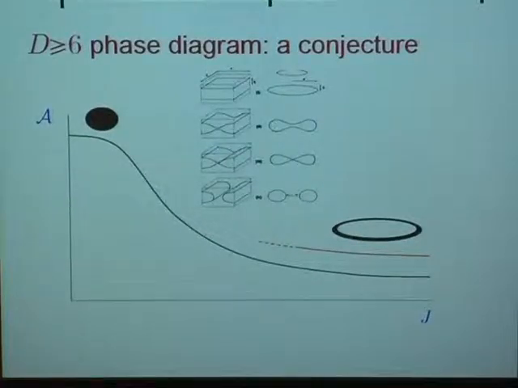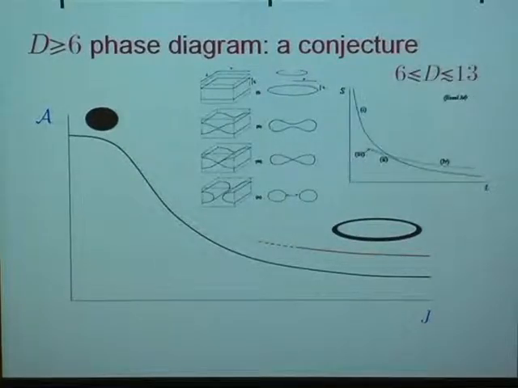There's a well-defined limit where this thing becomes like this. And also, in this analogy, the black ring is similar to a localized black string, in a sense, in this context. Now, for the black membrane, we also know of the existence of these other phases, so it's natural to conjecture the existence of these other counterparts.